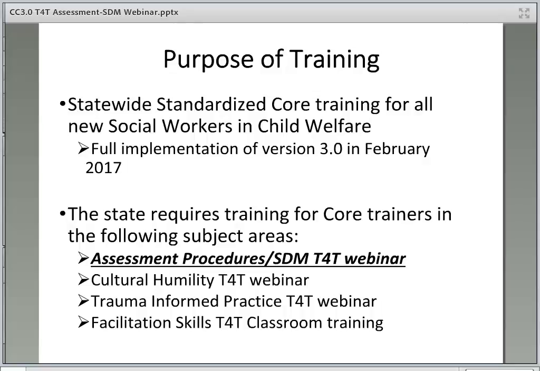Additionally, there is a Facilitation Skills T4T classroom training, which focuses on shifting the role of instructor from stand and deliver to facilitator in the classroom. These trainings are required to be completed within the first year of starting training in Core classes.